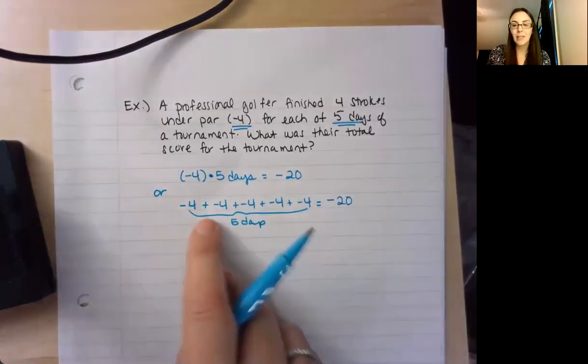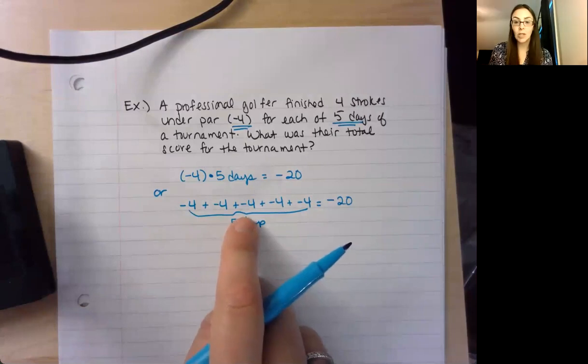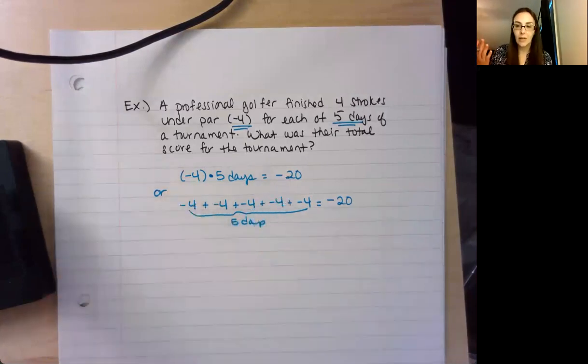It's kind of cool because we talked about how multiplication was just repeated addition, and it still works with negatives. So it's still the same definition that multiplication is just repeated addition.